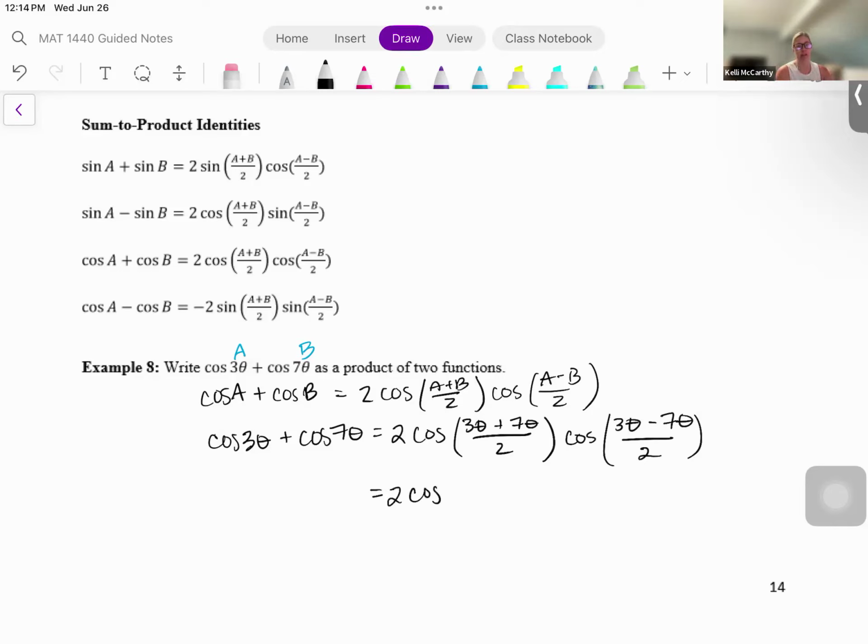Simplifying those arguments, 3 theta plus 7 theta is 10 theta, divided by 2 would be 5 theta. The second argument, 3 theta minus 7 theta is negative 4 theta, divided by 2 is negative 2 theta. And because cosine is an even function, cosine of negative 2 theta is equal to cosine of 2 theta.